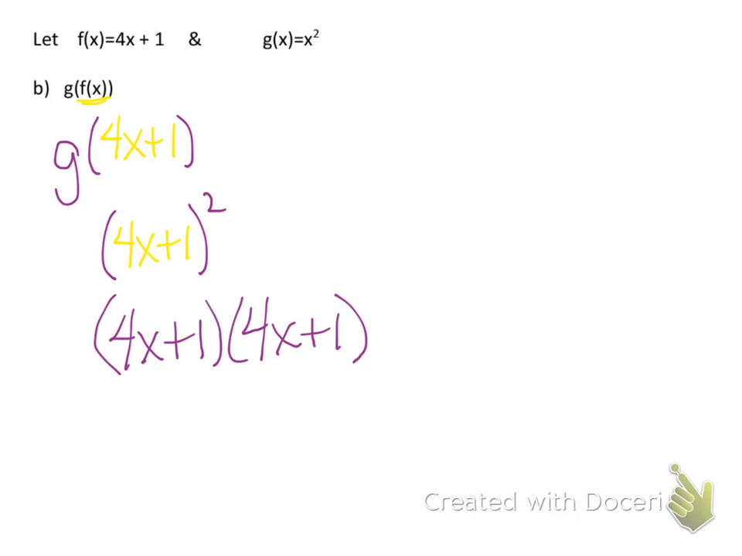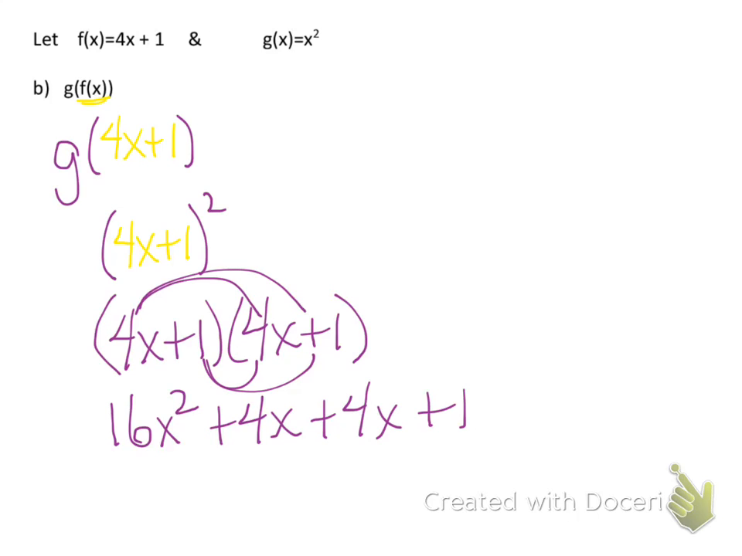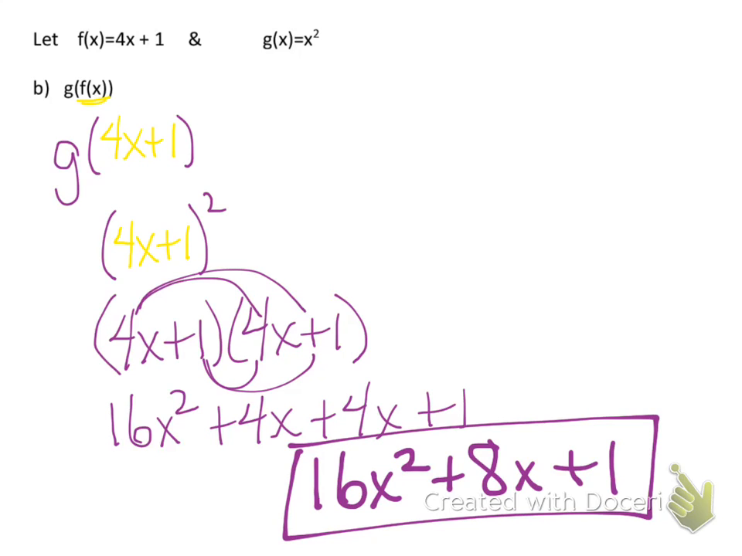Now let's take the composition the other way, g of f of x. So this time we're going to take the g function, and we're going to replace, notation-wise, f of x, which is 4x plus 1. We're going to take that and plug it in for the x into the g function. 4x plus 1 squared, when we FOIL this out and combine our like terms, we'll get 16x squared plus 8x plus 1.